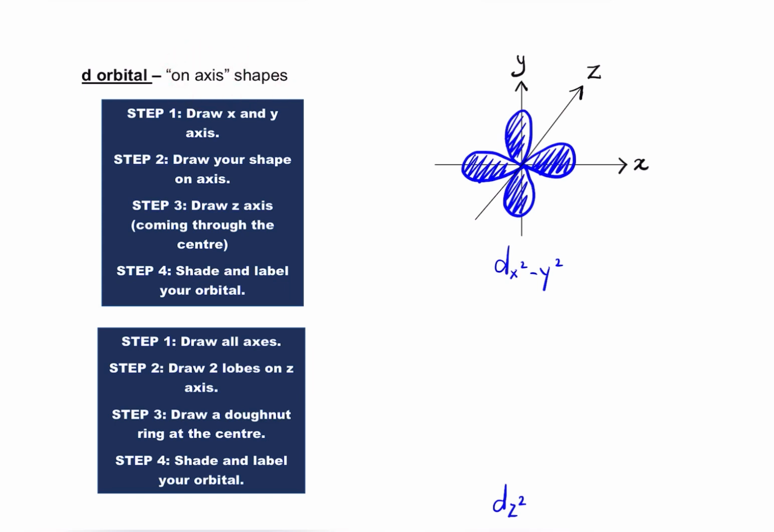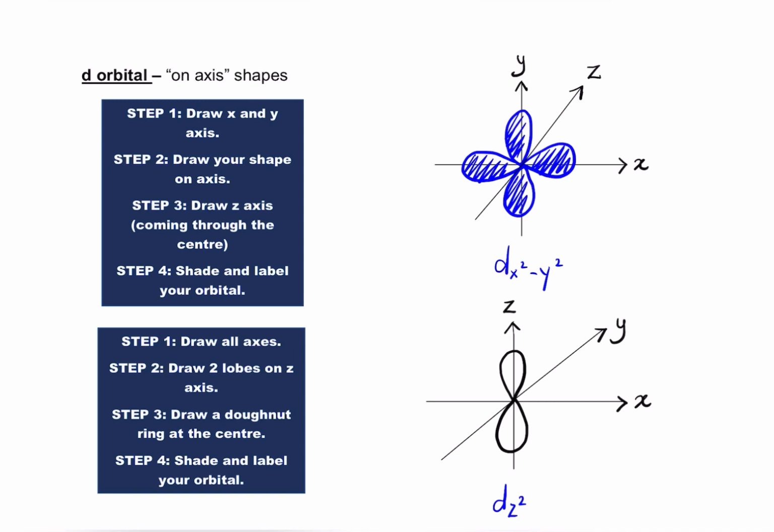Next, we are going to continue with dz square. So I'm going to start drawing all axes first. We got 3 different axes. So we have x, y, and z, just like this one. And I label my z here. Next, we are going to continue with step 2. Draw 2 loops on the z-axis. Only 2. So we have the z-axis here. Starting from this center, we have to draw 2 loops, 1 and then 2.